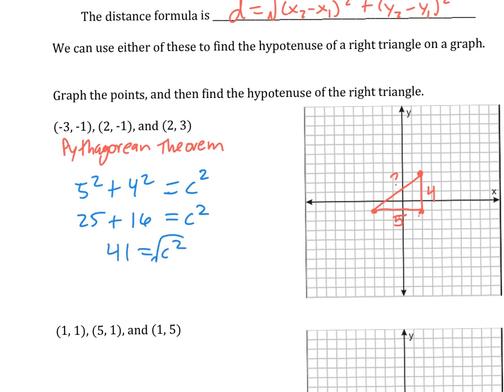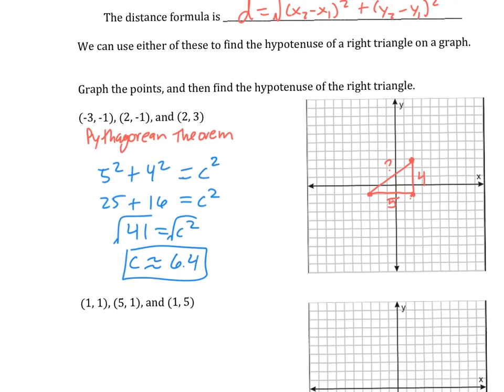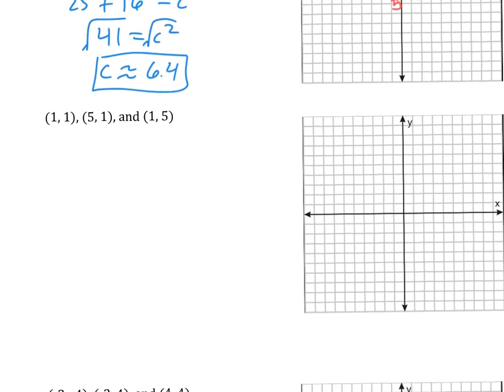And then we take the square root of both sides. So c is approximately equal to the square root of 41, which, let me get my calculator out here, is 6.4. We'll just round to the nearest tenth. So our distance there is equal to 6.4. That's using the Pythagorean theorem to find the hypotenuse of a right triangle once we have graphed all of the points. For this next example, let's graph the points, and then we will use the distance formula.